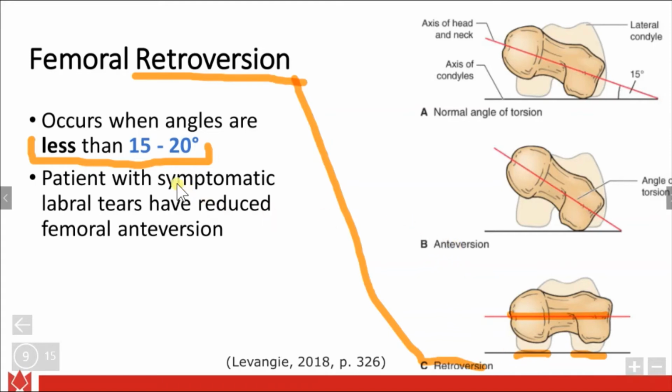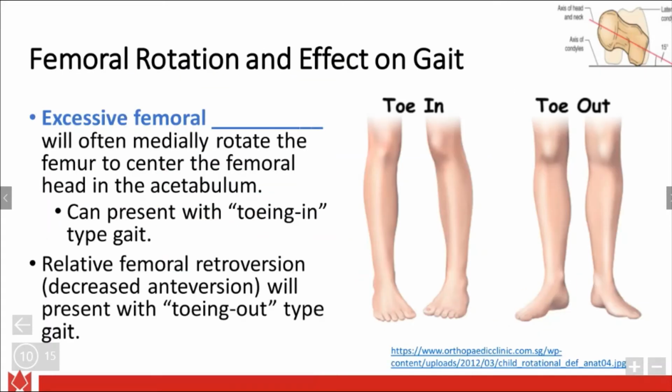And it seems to be that patients with symptomatic labral tears, which can be related to femoroacetabular impingement, have reduced anteversion. So it's important to tie the structure together with the soft tissues. Now, looking at common characteristics, you have your toe-in type pattern. This is generally associated with excessive femoral anteversion. So just think about how the feet kind of make that A type shape if you're looking at it from the perspective of the individual.